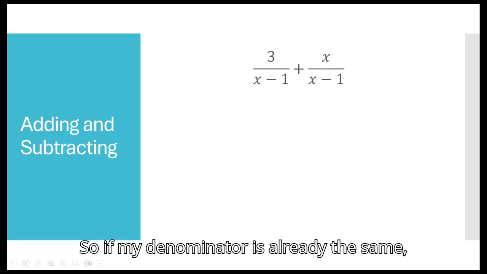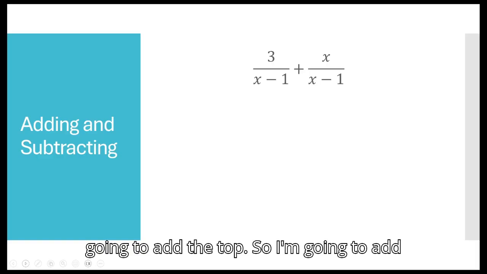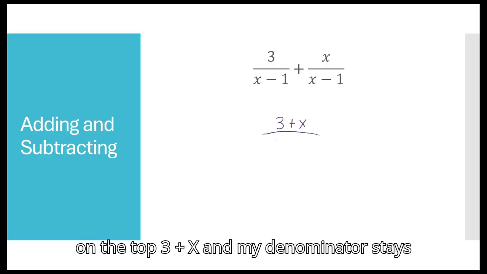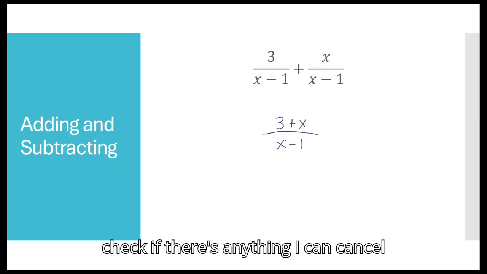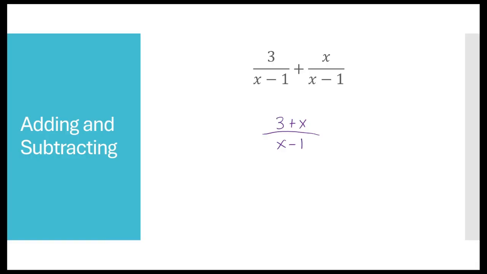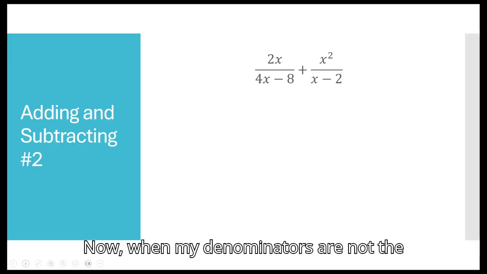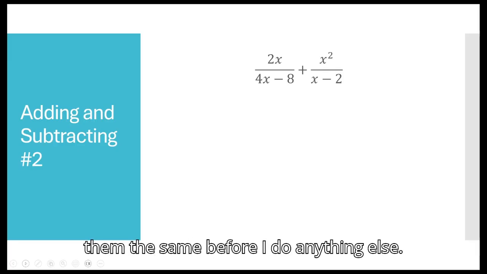So if my denominator is already the same, there's so little to do here. I'm just going to add the top. So I'm going to add on the top 3 plus x, and my denominator stays the same. Nothing else to do except maybe check if there's anything I can cancel out in order to simplify, which there isn't. So we're done. Now, when my denominators are not the same, I need to make sure that I make them the same before I do anything else.